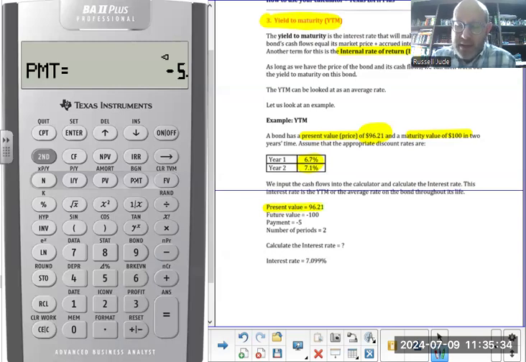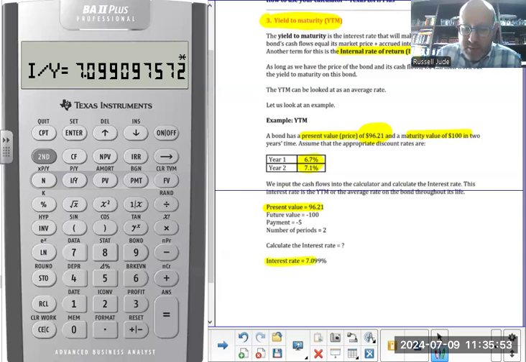Okay. What else do I know about this? I also know that this bond has got a payment period. That's a 2-year bond. Everybody comfortable? Now I go CPT, compute interest rate. Look what it gives me. Something very interesting. This gives me 7.099%. What is that telling me? Well, first of all, that is the YTM, the yield to maturity. That's also the par rate. That's also the internal rate of return, the IRR.